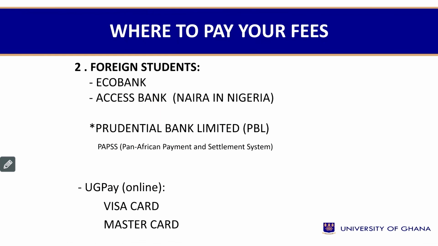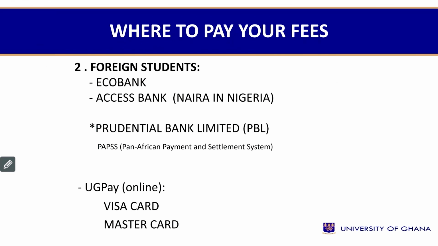Now, if you are foreign students, then you can pay your fees through EcoBank and then Access Bank. Now, if you are in Nigeria, you can pay your fees in Access Bank in Naira, and then the bank will transfer your payment to us. Now, you can also use PAPS, Pan-African Payments and Settlement System, in paying your fees. In this case, you can pay fees with your home currency, and then the payment will come through Prudential Bank, and I will receive the payment in cedis.